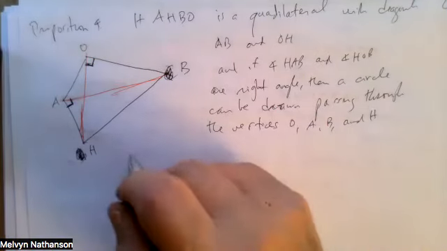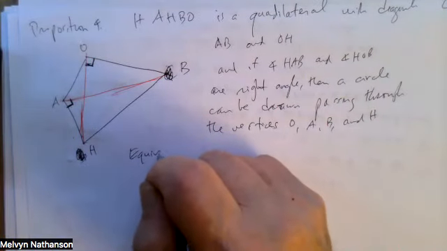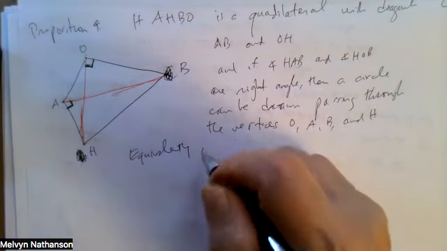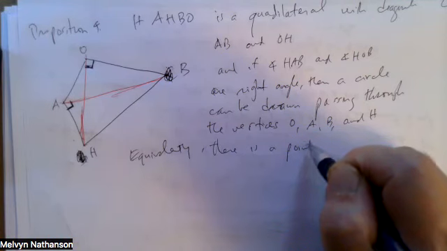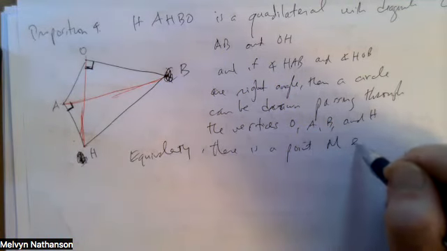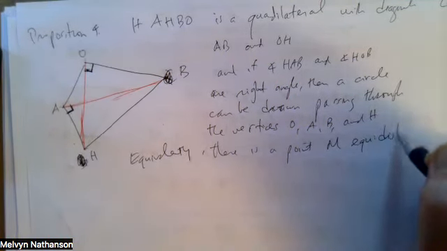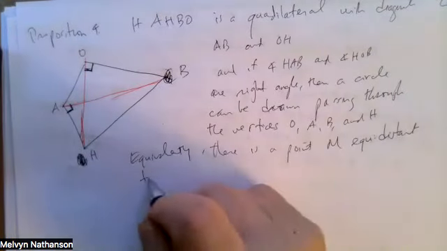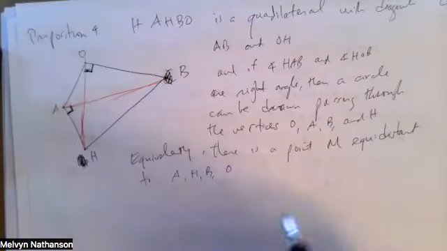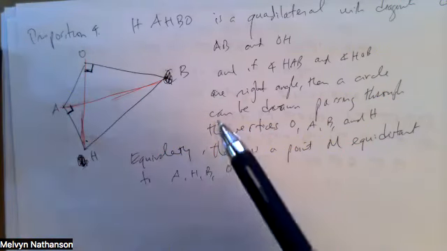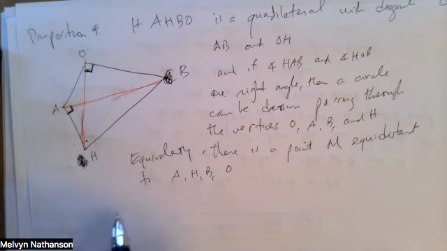Another way of saying that, so this is equivalently, there is a point, let's call it M, equidistant to A, H, B, and O. Because if you had a point M, the same distance from those 4 vertices, just draw the circle with center at M and radius equal to that distance, and it will pass through those 4 points.